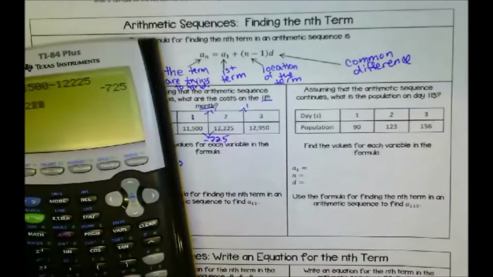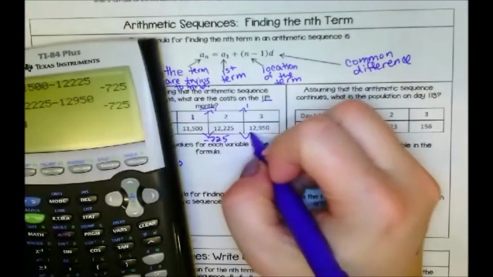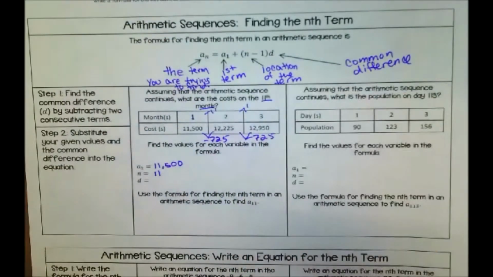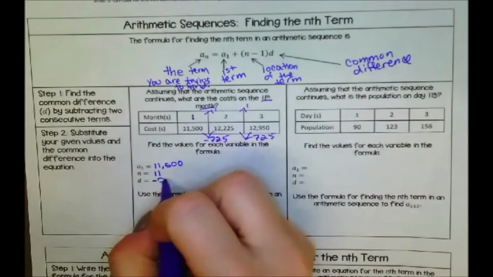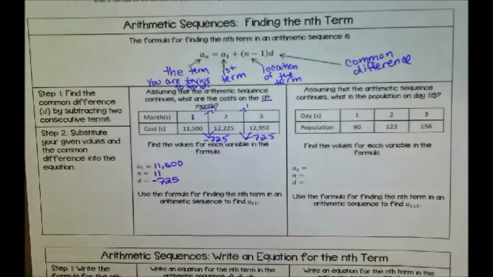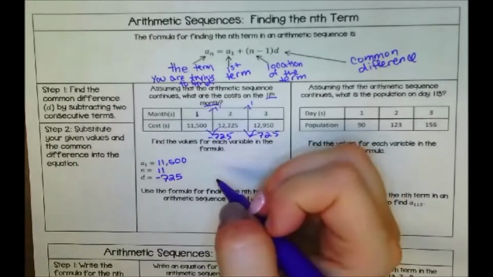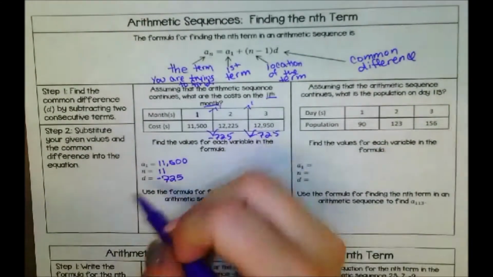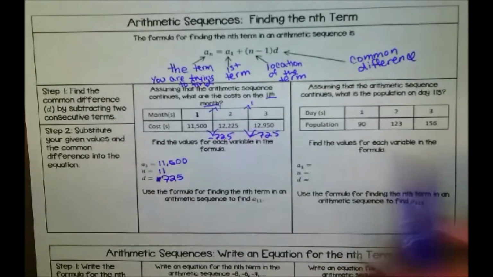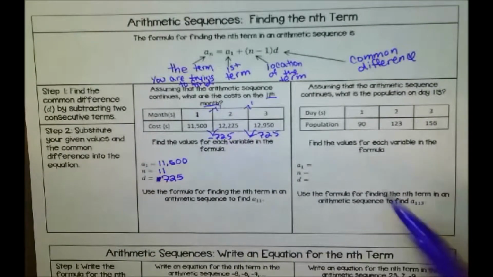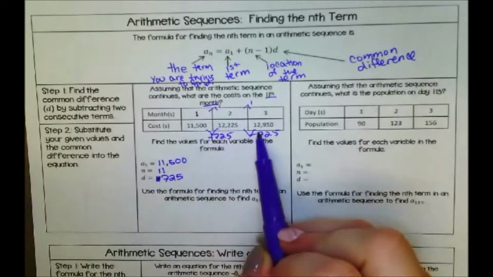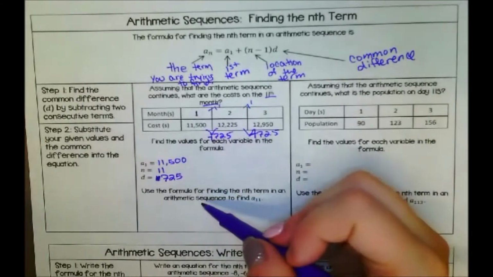I can check the next term, just in case it's not linear. And it is linear, so we're good to go. It's going down 725. And actually, you don't put that negative. It's just counting by 725. Looks like it's going up anyway, so it's positive.